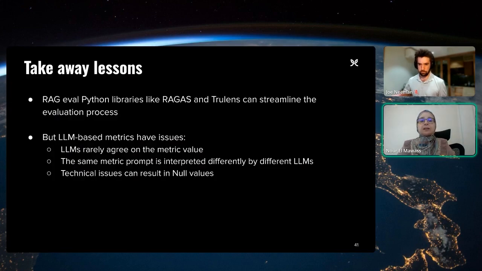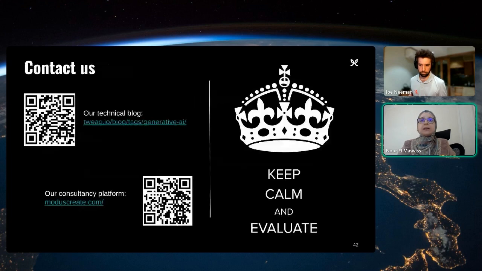And finally, a couple of takeaway lessons. Using RAGAS or TruLens is awesome because it allows you to automate something that you could not automate otherwise. But at the same time, you have to keep in mind that the different evaluator LLMs won't give you the same value. They will interpret prompts differently, and there are some serious technical issues related to null values that you have to take into consideration when doing these experiments.